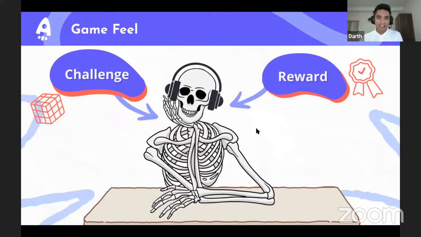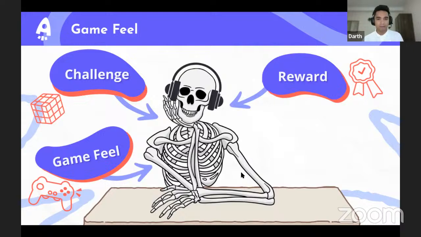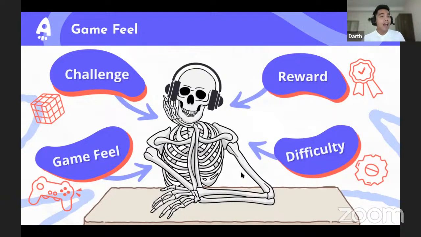Now, let's go to the next. It's pretty simple to turn simple slides into games, but there are two things that are frequently overlooked. These are what I call game feel and difficulty. We're going to talk about them and how they affect the games that you play in your classes. So let's start with game feel.